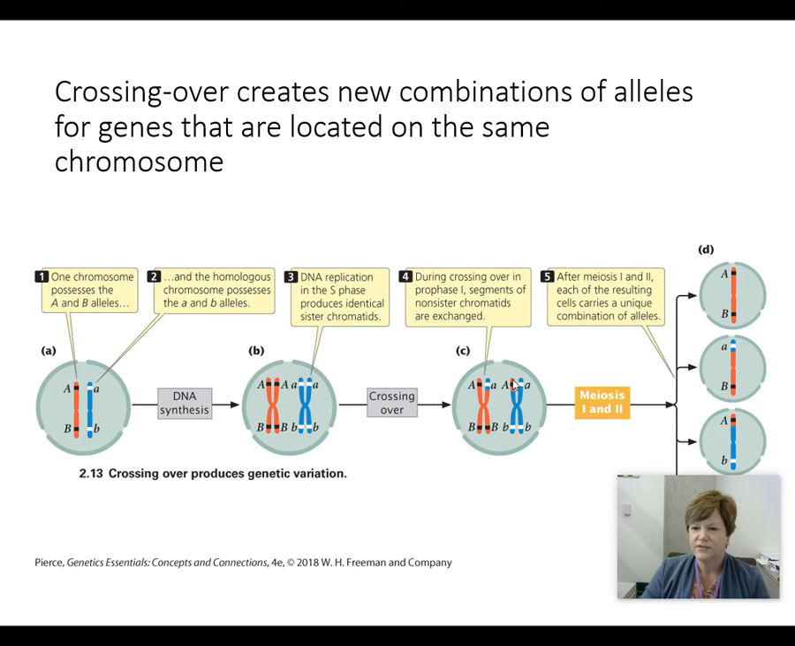And so crossing over gives you new combinations of alleles of genes that are on the same chromosome. So there's a gene A, which has 2 alleles, and a gene B, which has two alleles. So when I say two genes on the same chromosome, I mean gene A and gene B are two different genes on the same chromosome and different allele combinations of those.